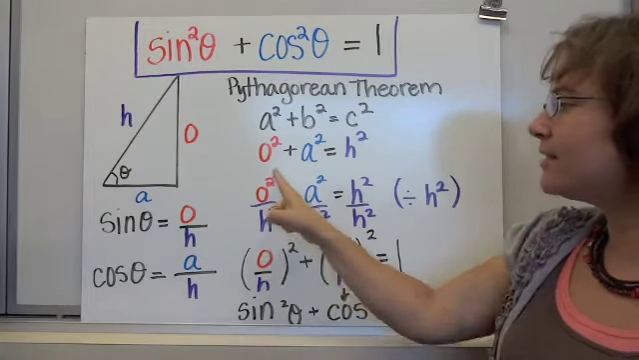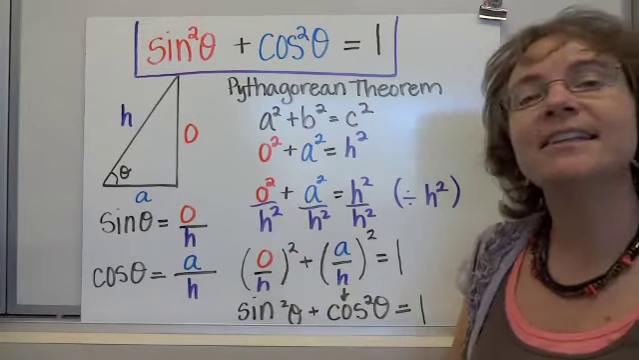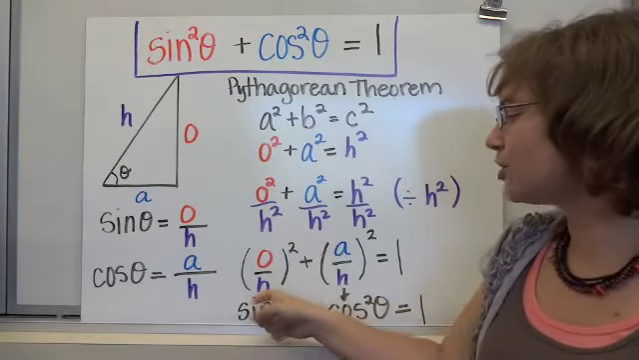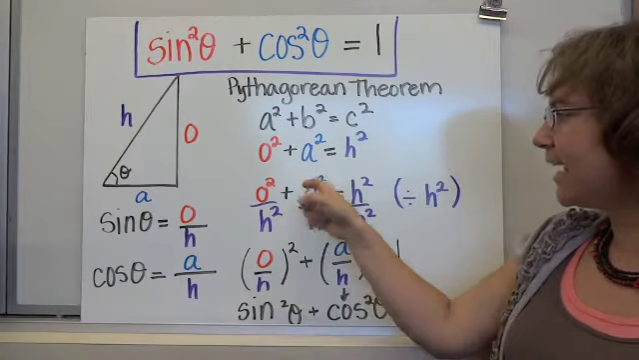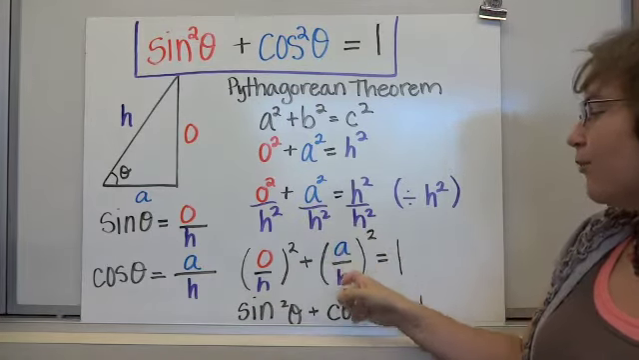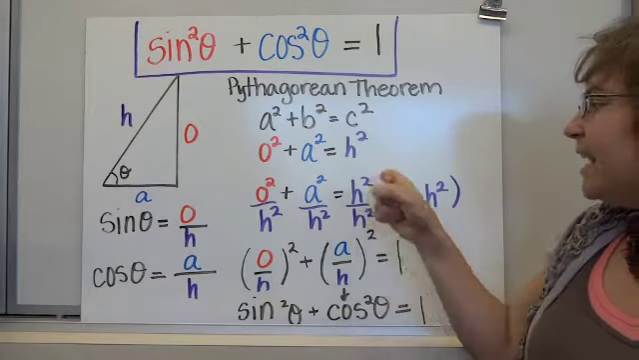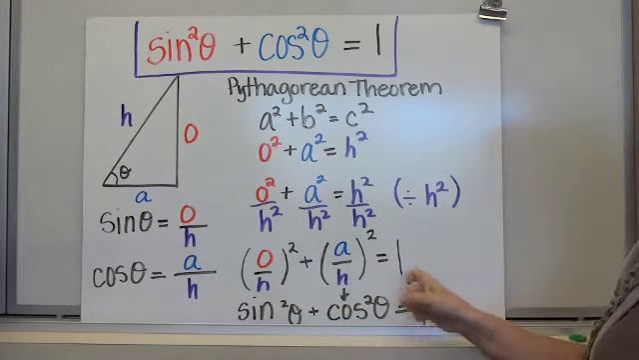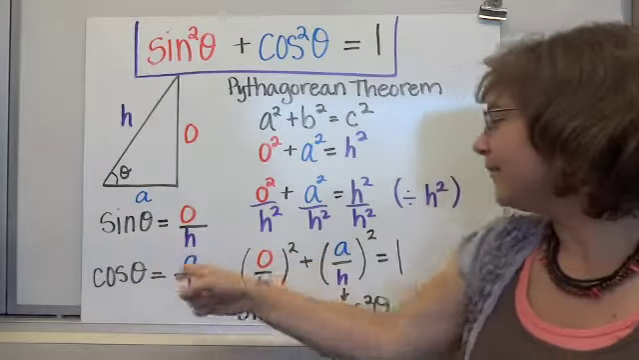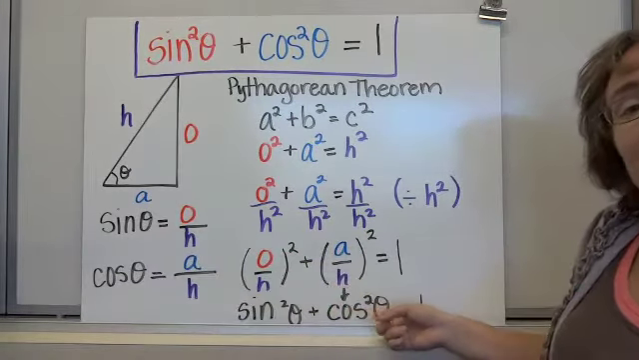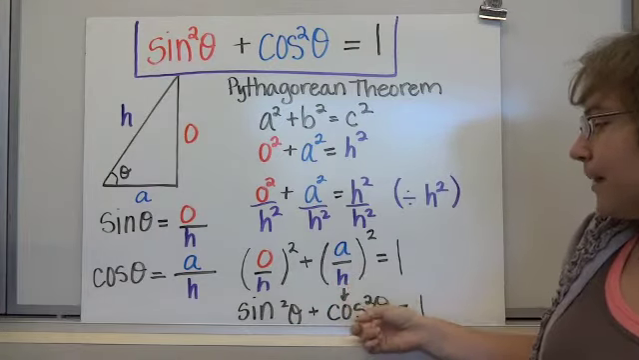And then I can take out, since this is squared and this is squared, that's the same thing as O over H squared. So I'm just going to replace that right here. And then I'm going to add to that A squared over H squared, the whole thing squared. And H squared over H squared just gives us a 1. Now by definition, opposite over hypotenuse equals sine theta, and adjacent over hypotenuse equals cosine of theta. So I can replace that.